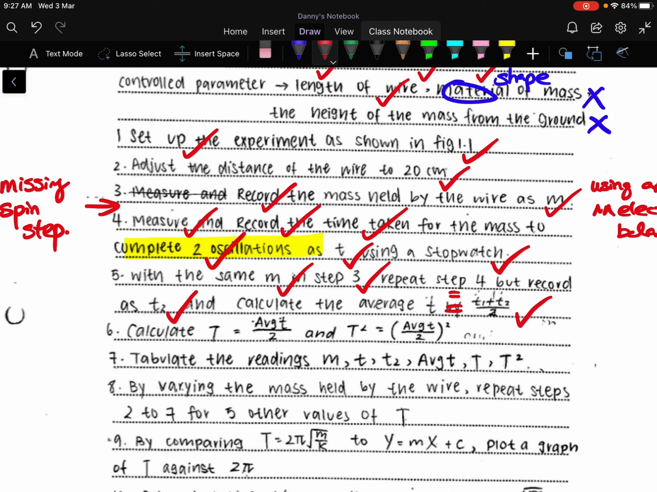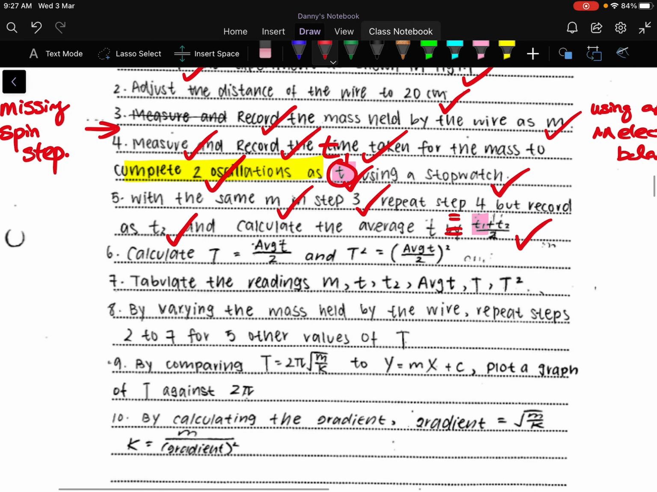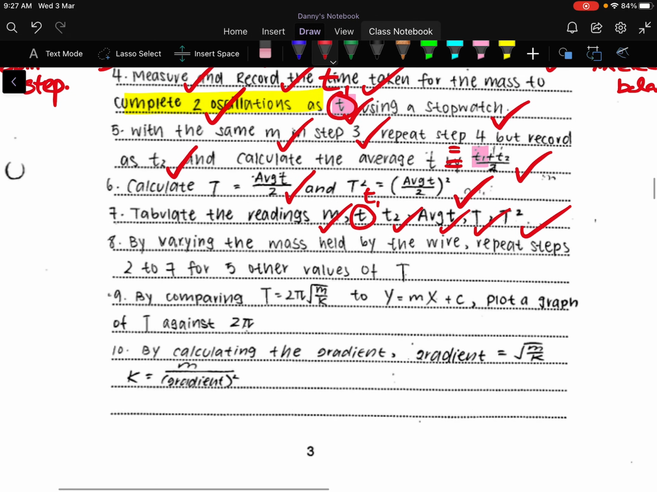So very good, equals. And you notice that there's a T1 over here. So that means down here, she also needs to change this to T1. Okay. And she remembers that the capital T is actually, you need to divide the small t by 2. T square, very good. Reading of M, this one better to call it T1, T2, average T, capital T, T square, excellent. By varying the mass, okay, repeat step, the correct number of T is fine.